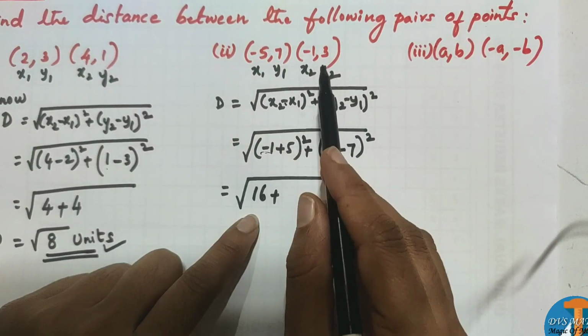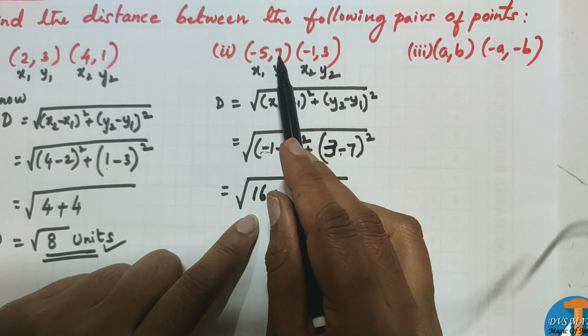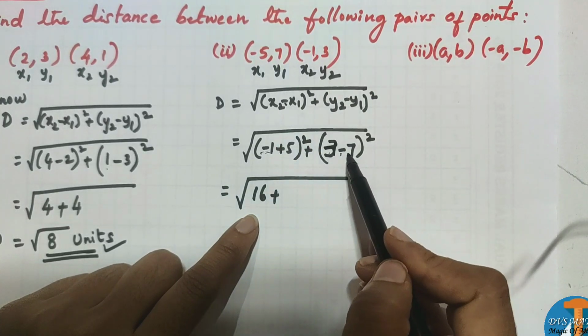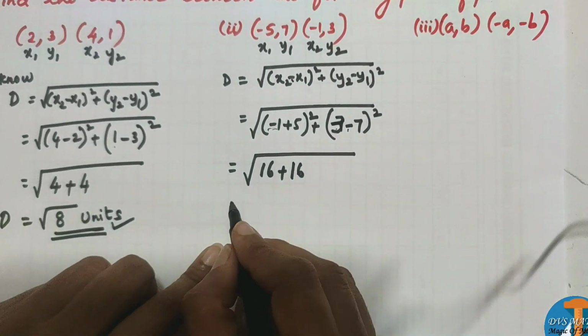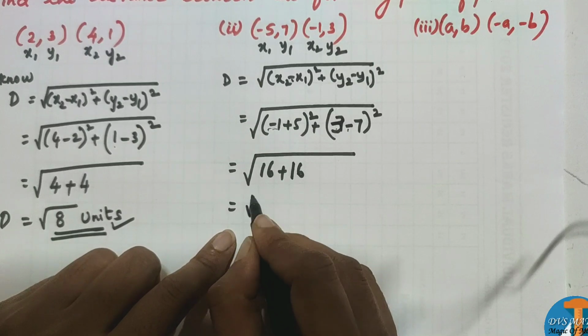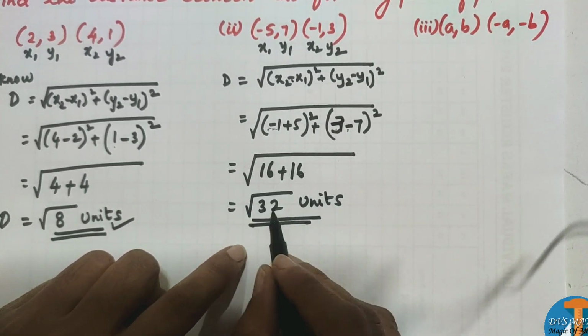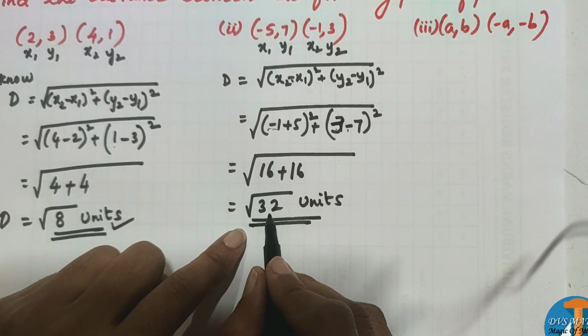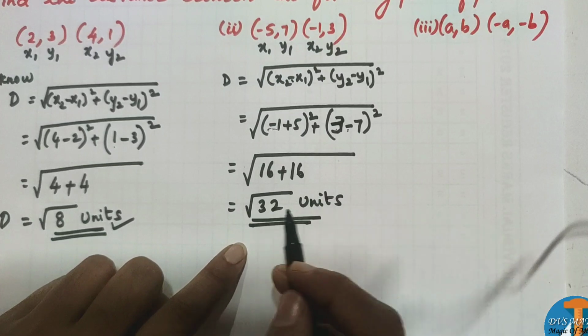Again plus. Now 3 minus 7. y2 is 3, y1 is 7. So 3 minus 7, again minus 4. Minus 4 whole square, again it is 16. So 16 plus 16, it is root 32. Root 32 units. Either you can stop here, or you can write 32 as 16 into 2. 16 if you take outside, 4 root 2. You can stop here.